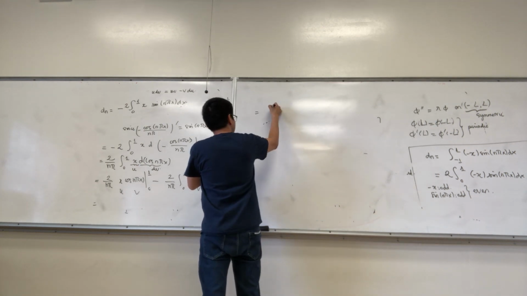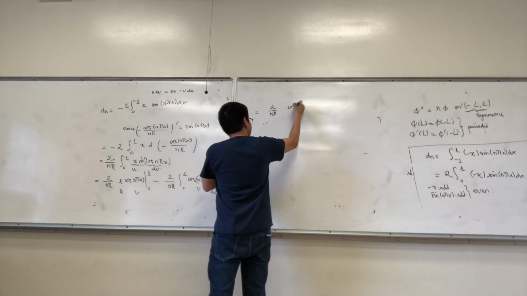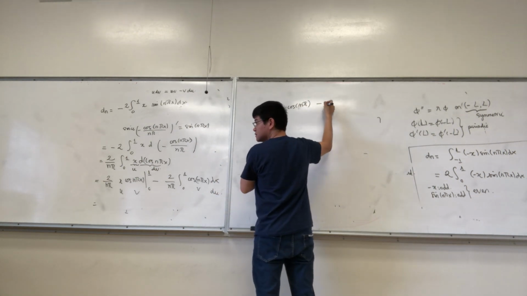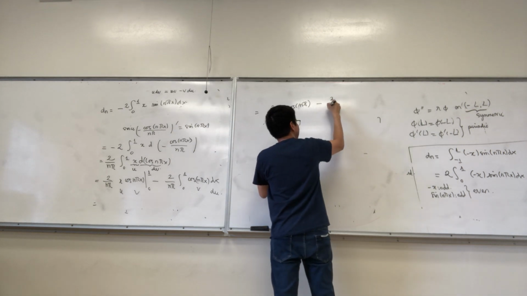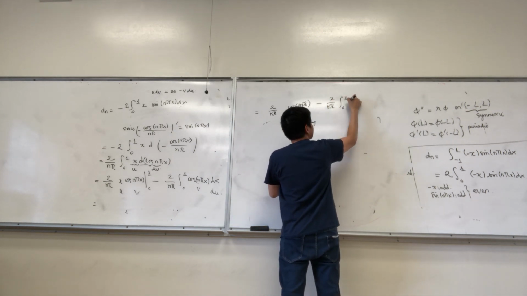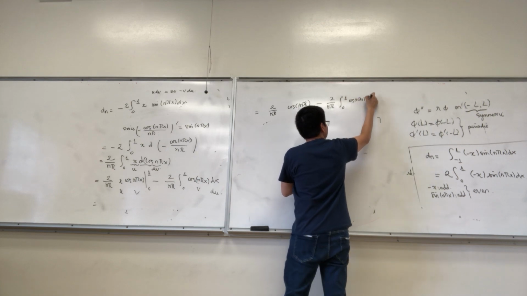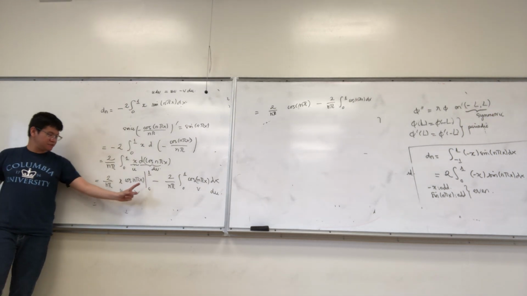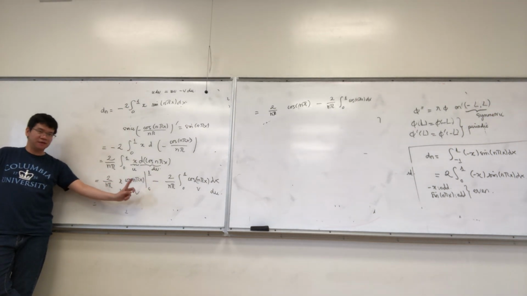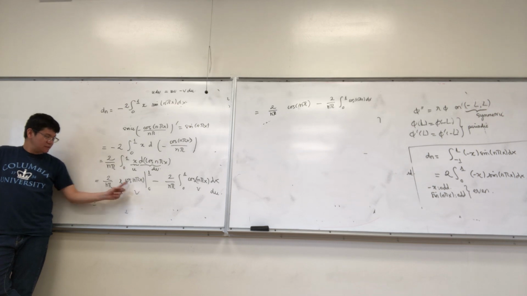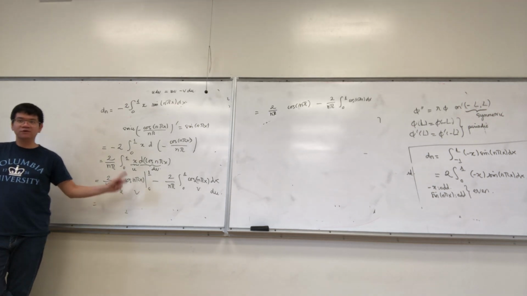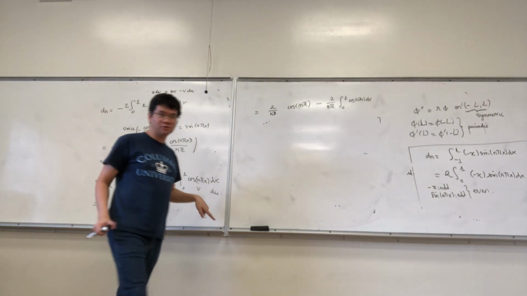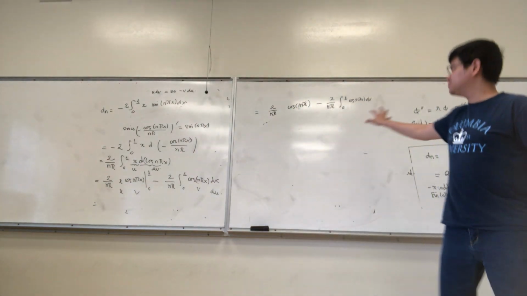So this gives you 2 over n pi cosine n pi, sorry, minus 2 over n pi times the other integral. The first term is the difference between 0 and 1 of x cosine n pi x. At 0 this is 0, and at 1 it is 1 times cosine n pi. The other term is minus 2 over n pi times the integral from 0 to 1 of cosine n pi x dx. So how can I compute this?